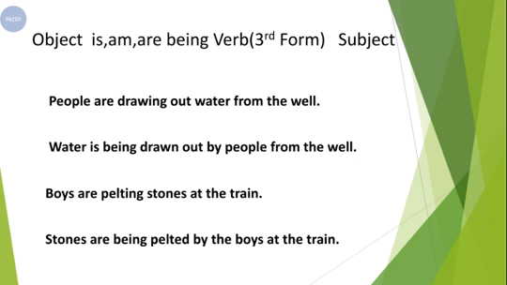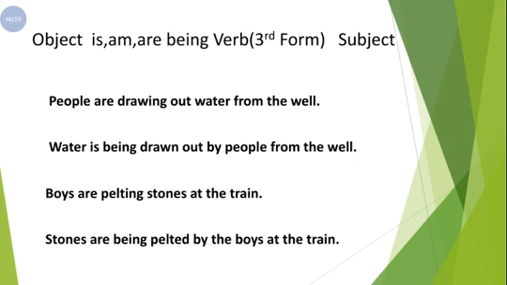Now let's see our sentence number 1. People are drawing out water from the well. This is our sentence of present continuous because in this sentence the action is continue. Now in this sentence, people, this is our subject. The one who is performing the action, that is called your subject, and water is your object. Mostly, in most cases, ज़्यादातर जो आपका object है वो verb के साथ ही होता है. This is your active sentence.